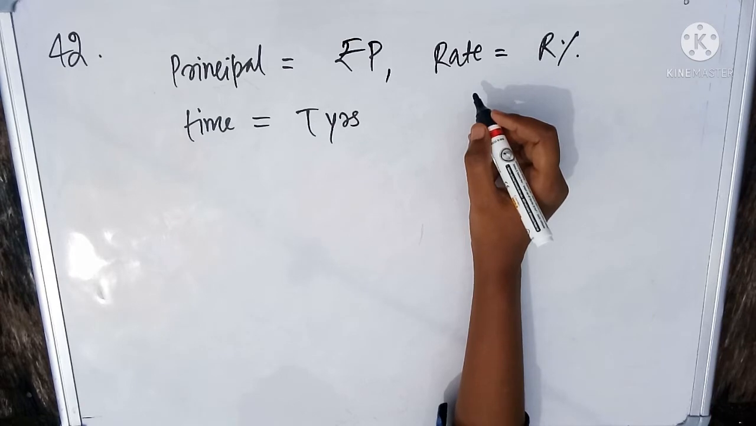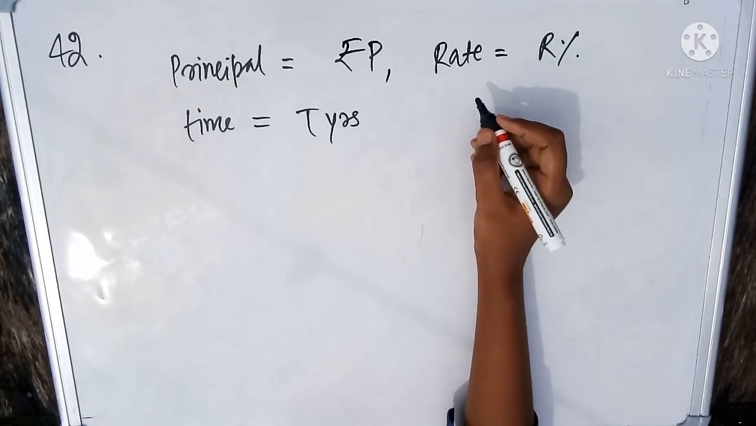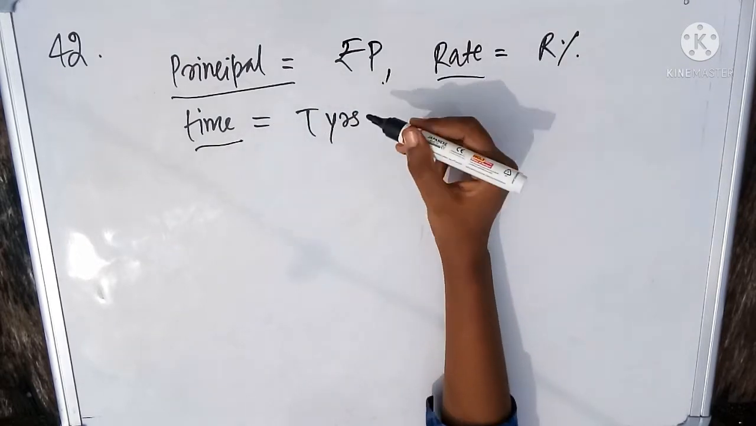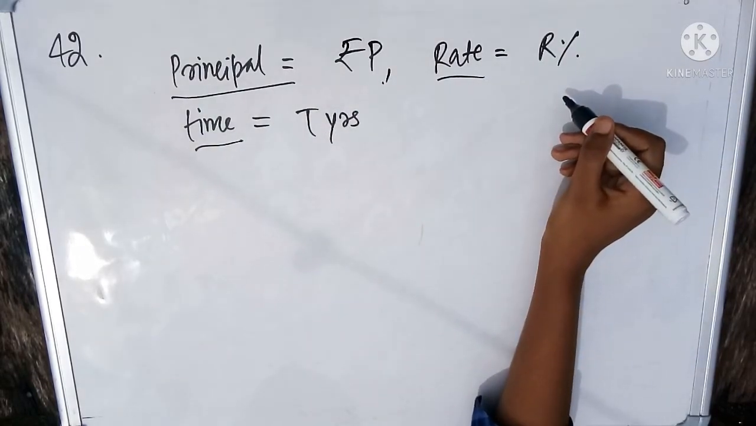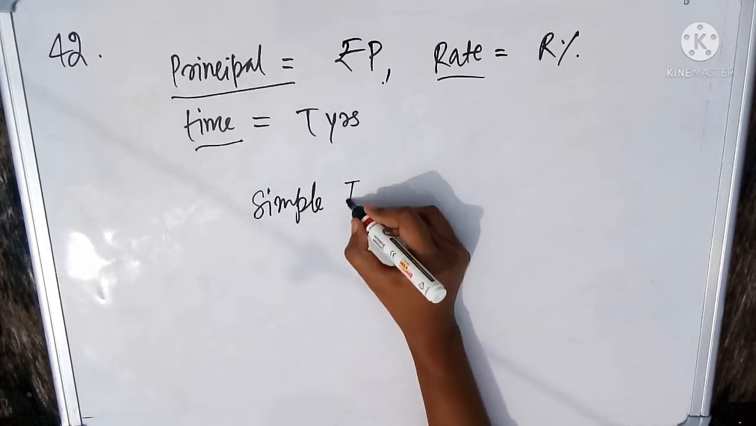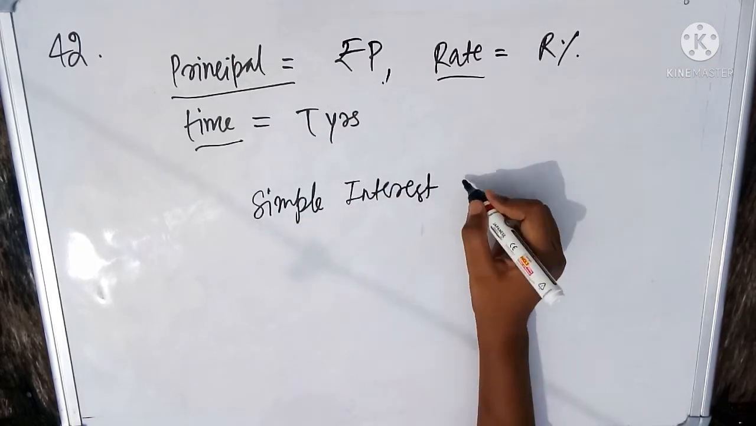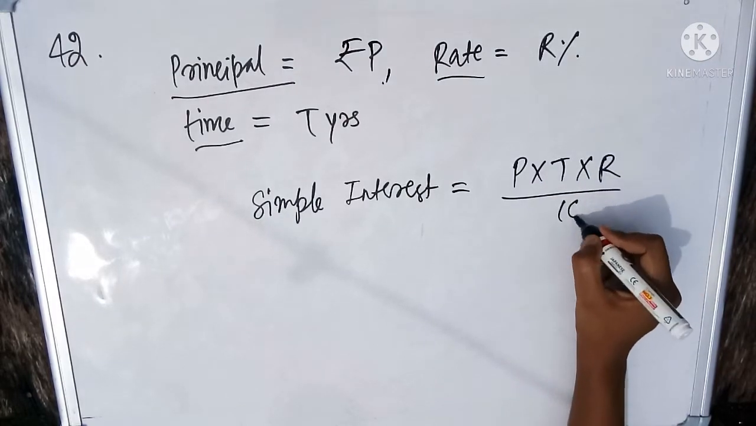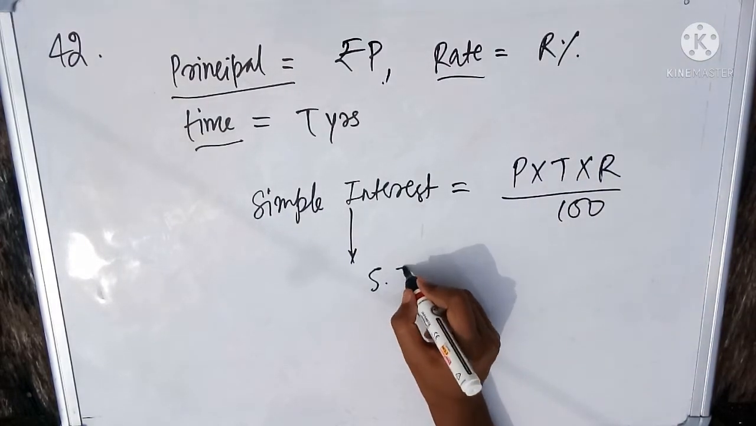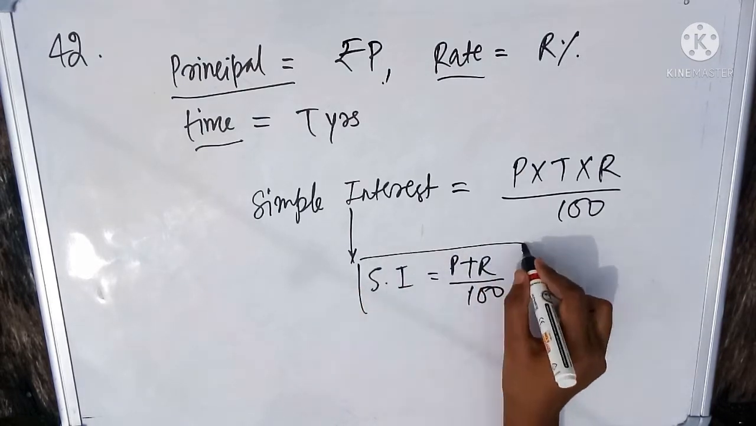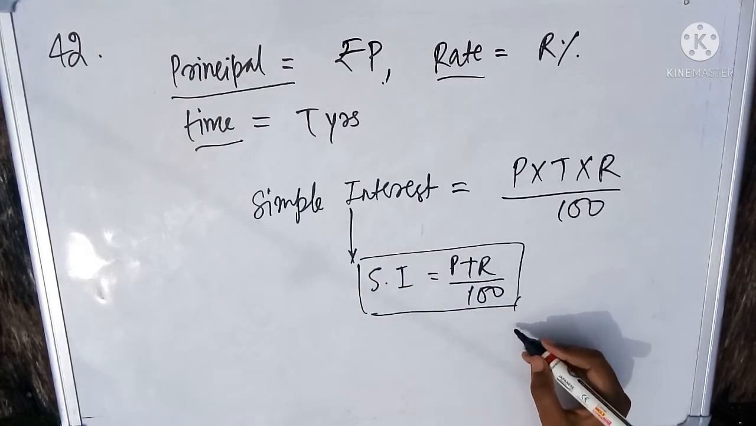The formula for the simple interest. So we have to find out the formula for the simple interest if we have been given the principal, rate and time as PTR. So simple interest is equal to P multiplied by T multiplied by R divided by 100. So this is the formula which is required by the question.